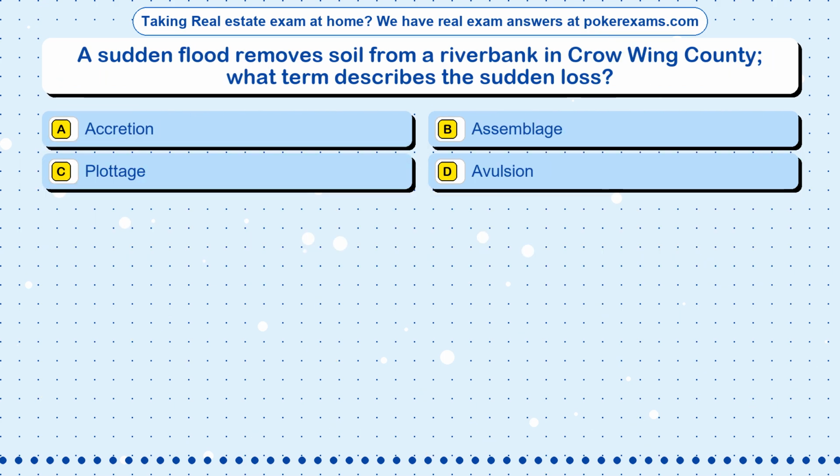Question 28. A sudden flood removes soil from a riverbank in Crow Wing County. What term describes the sudden loss? Option A, accretion. Option B, assemblage. Option C, plottage. Option D, divulsion.